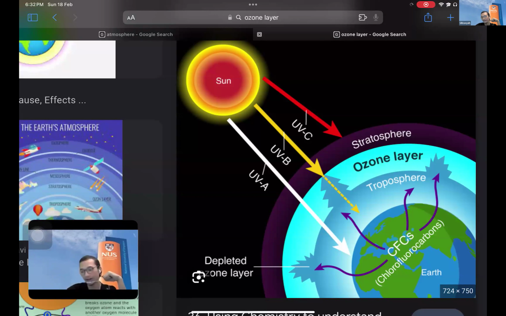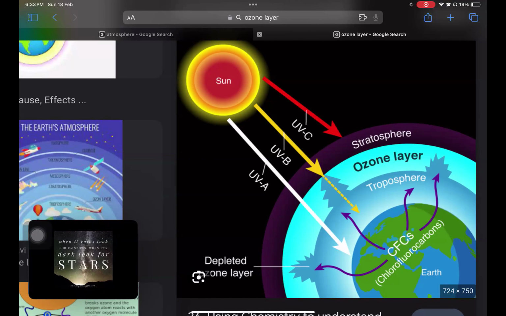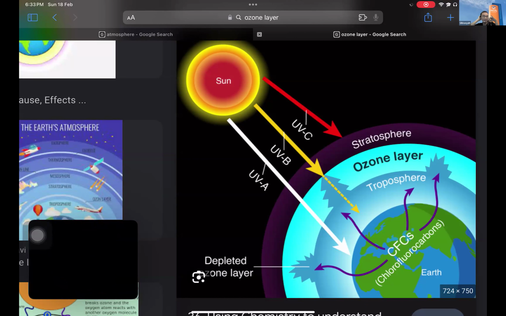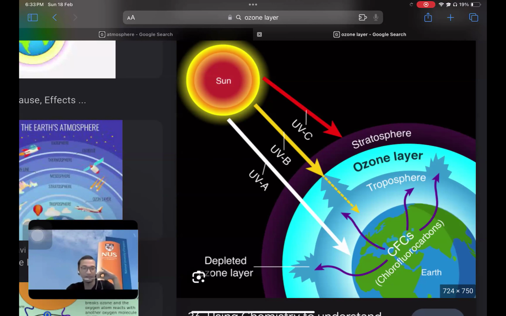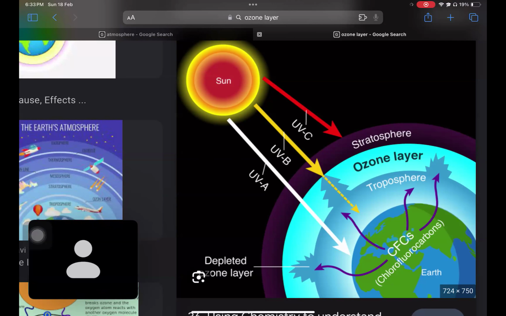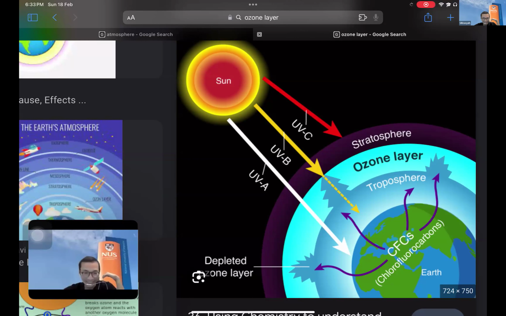That is also why, do you know when astronauts go beyond the Earth's atmosphere and they fly to the moon or outer space, they wear a very, very thick astronaut suit. Sorry, I couldn't really hear what you were trying to say. Yes, so they wear very, very thick astronaut suits.